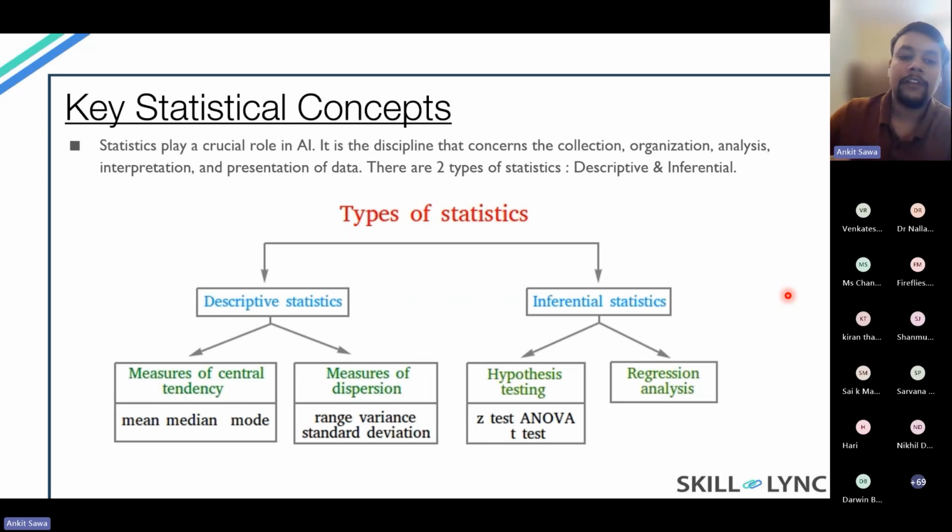Descriptive statistics basically covers two sections. One is the measure of central tendency and the other is the measure of dispersion. So if you have a data set, let's say you have data of hundreds of people taking a test, right?